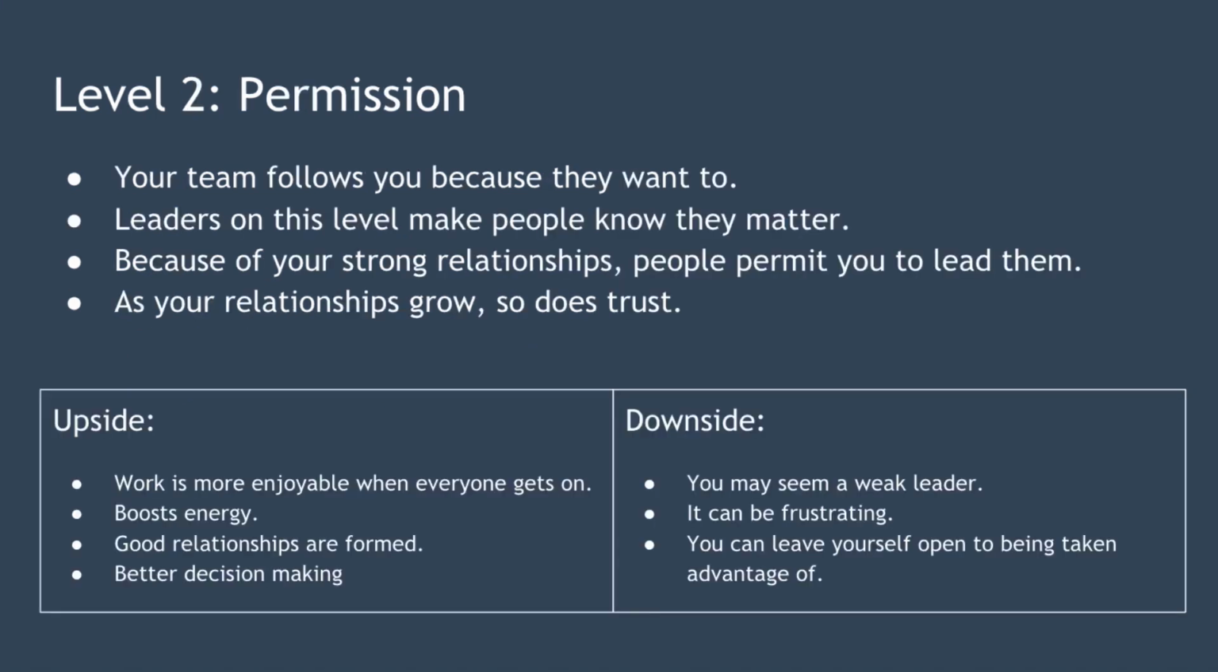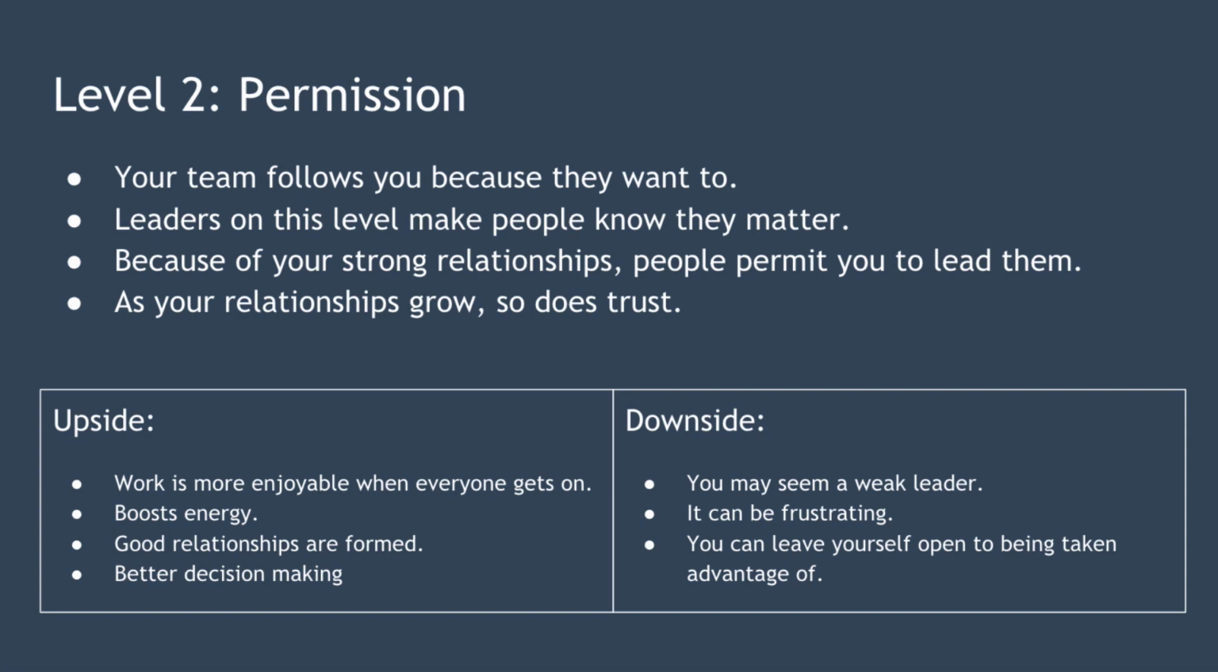So now we move to the next level, level 2, permission. And on this level, your team follows you because they want to. You listen to your people and they in return listen to you. Now, leaders on this level make people know that they matter. They make each member of their team feel important. And on this level, people want to work with you because they feel liked, valued, included, and trusted.